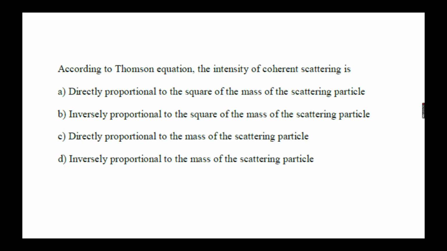So yeah, that was right. According to the Thomson equation, the intensity of coherent scattering is what? Directly proportional to the square of the mass of the scattering particle, inversely proportional to the square of the mass of the scattering particle, directly proportional to the mass of the scattering particle, or inversely proportional to the mass. If you have seen the formula or remember any question, then this question can be helpful for solving it.